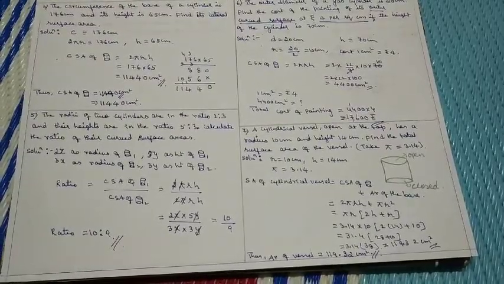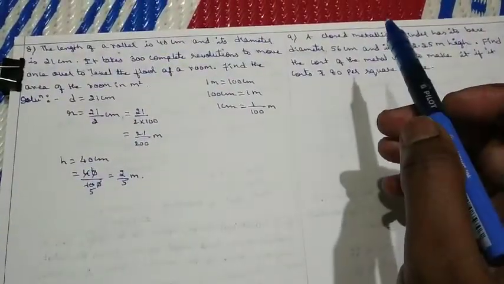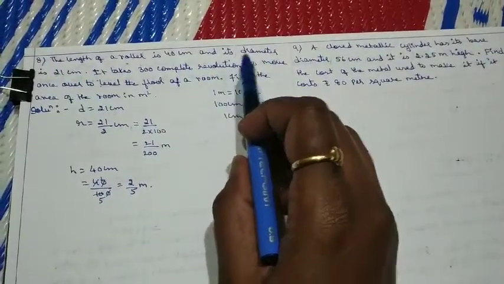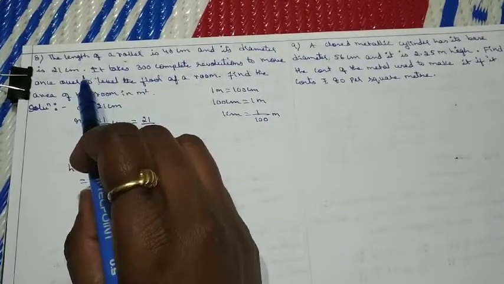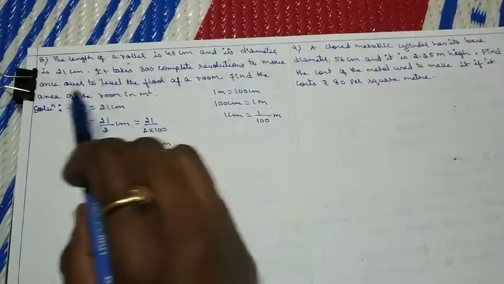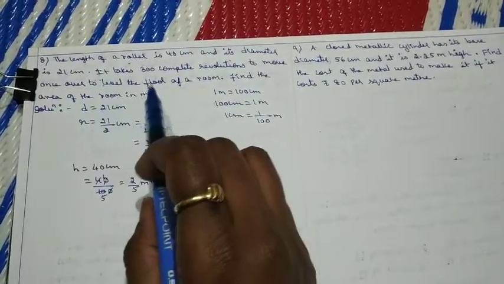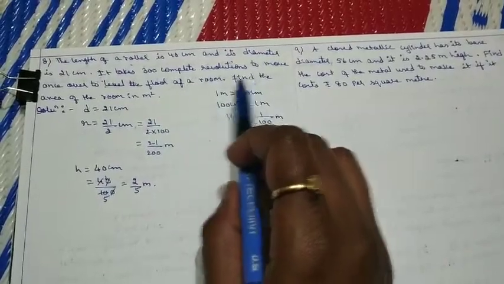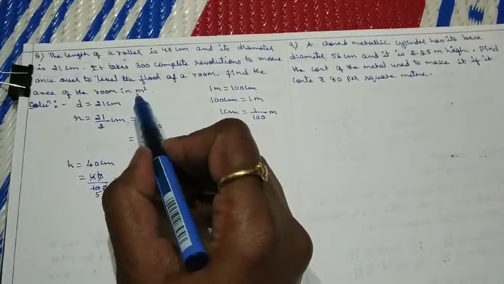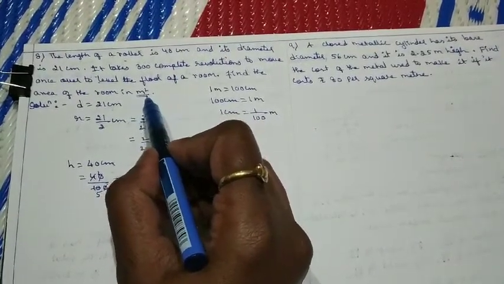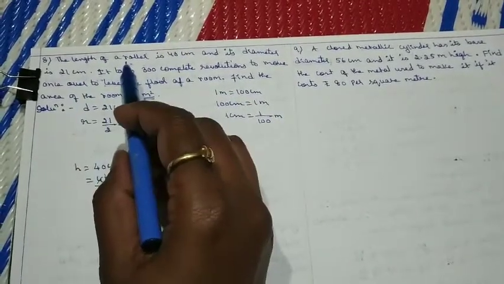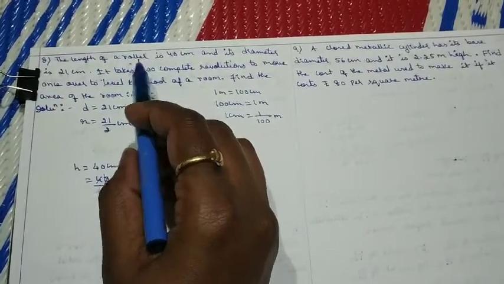Now we will solve 8th question. The length of a roller is 40 centimeter and its diameter is 21 centimeter. It takes 300 complete revolutions to move once over to level the floor of a room. Find the area of the room in meters square. So here he wants us to find the area of the room in meter square, but the dimensions are given in centimeter. Roller generally we find in the form of cylinder.